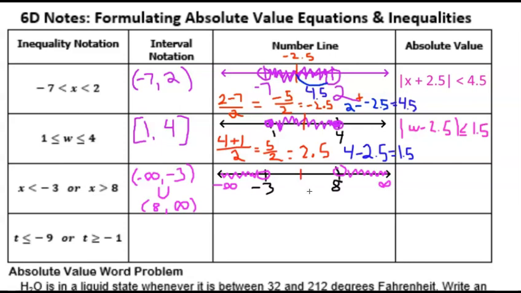To get our absolute value inequality, we want to find our midpoint and the distance again. To find the midpoint, add the two numbers together, the two critical points, divide by 2. So 8 plus -3 over 2. That's going to be 5 over 2. That equals 2.5 again. To find the distance, again, subtract the endpoint. So 8 minus 2.5. That's 5.5.